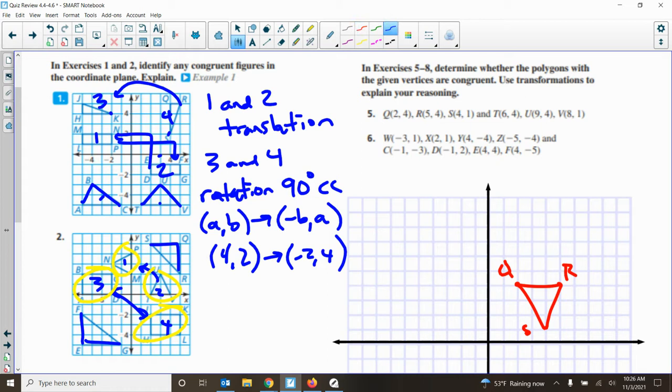And let's change to blue. T is 6, 4. There's T. U is 9, 4. And V is 8, 1. Do those triangles look congruent to you? They certainly do to me. How could I argue it? So that's definitely yes. I'm going to say translate right 4.